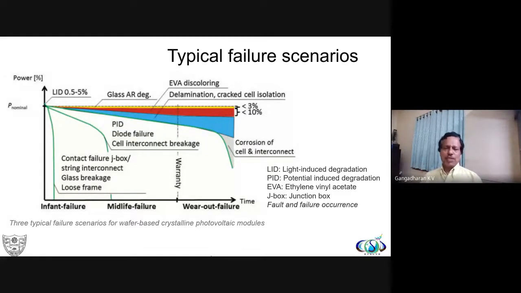Then after some time, until this failure, normally the warranty will be there. Once the warranty is over, you can identify that wear out failure will start: delamination, maybe EVA decolorization, cracks, and cell isolation, and things of that kind. There could also be corrosion, cell interconnect corrosion or joint corrosion, etc. So this is how we look at faults, when they come, what faults come, and how we need to look at them.